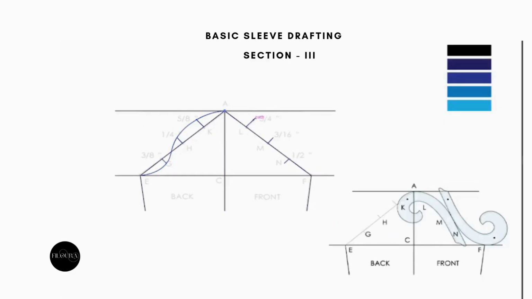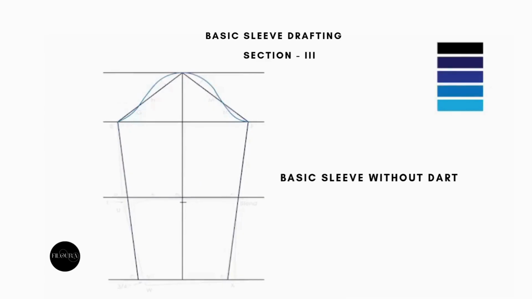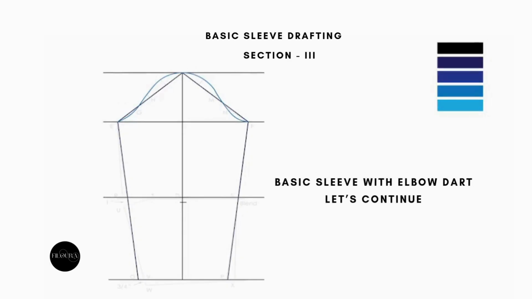To draw the back sleeve shape, place the French curve so it touches K and H. Draw the curve beyond H, blending smoothly. Then reposition the curve so it touches E and G. Blend this curve into the previous one to complete the back armhole shape. At this stage, your basic sleeve without a dart is complete. Since we are drafting a basic sleeve with an elbow dart, let's continue.